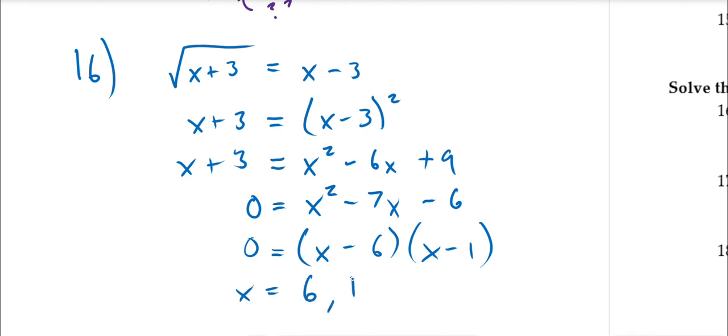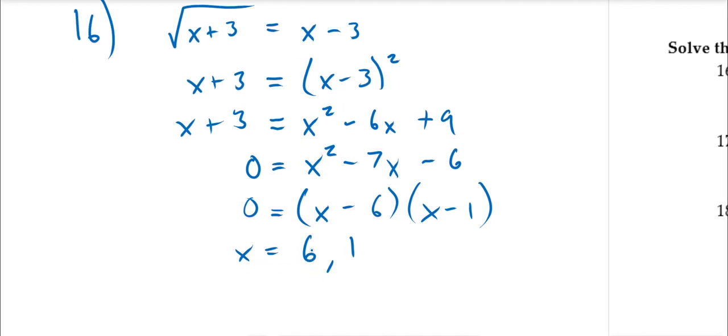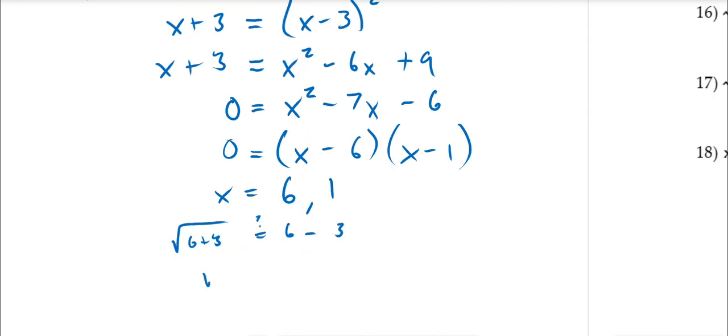But we now have to check that these solutions that we got by squaring both sides both work. If I plug in 6, I get the square root of 6 plus 3. And we want to know, is that really truly equal to 6 minus 3? But we can see that it is because this is the square root of 9, and 6 minus 3 is just 3. So this is fine.